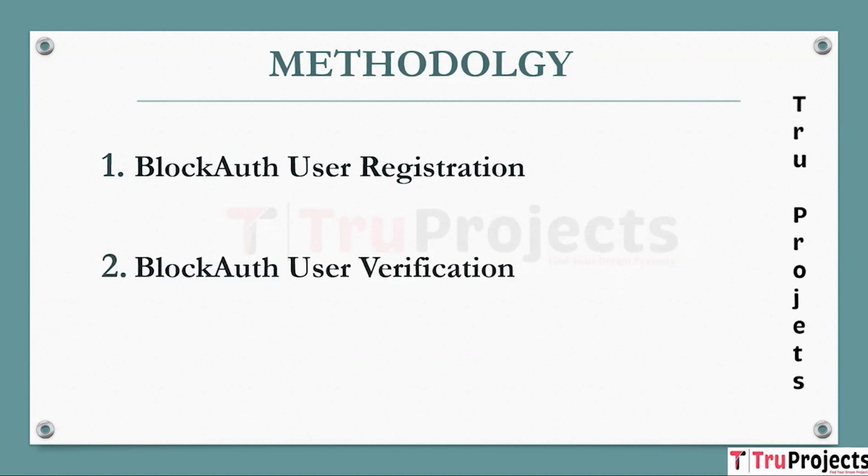Block Auth user verification. Using this module, the user can enter username and password, and then the application will generate public and private keys on user details and then decrypt the data. If user details are valid, then valid keys will be generated and data verification will be completed. And this verified data will be checked with the blockchain data. If a match is found, then user authentication will be successful.